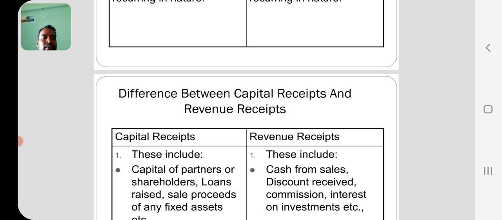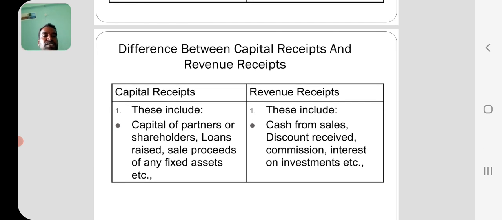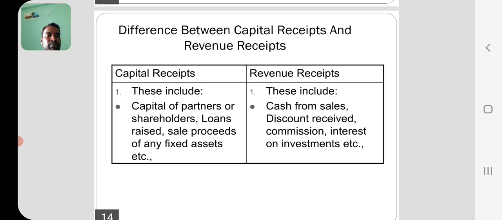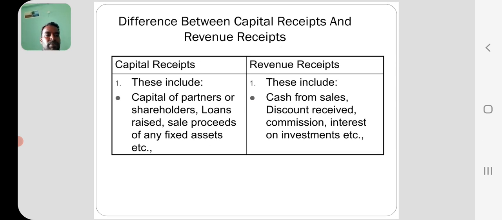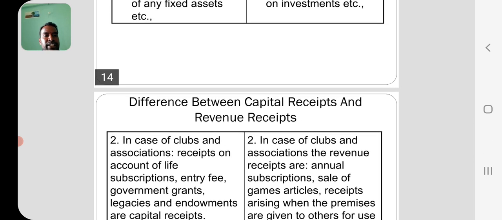Differences between capital receipts and revenue receipts. Capital receipts include capital of partners or shareholders' loans raised, sale proceeds of any fixed assets, etc. Coming to revenue receipts, these include cash from sales, discount received, commission, interest on investment, etc.